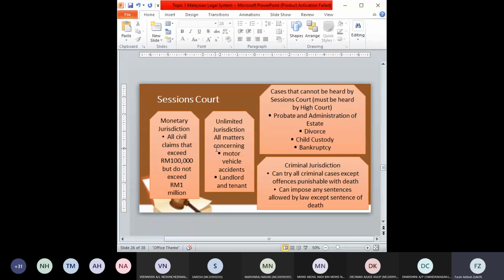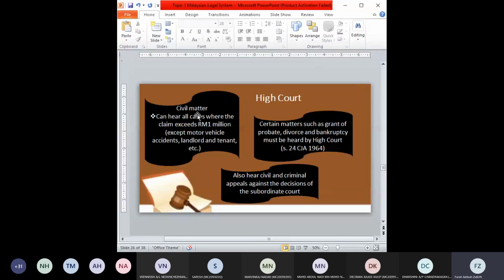So once you are a bankrupt, you will be under the jurisdiction of Jabatan Insolvency Malaysia. So your account will be frozen and you will be forced to pay a certain amount of money to settle all your debts. So bankruptcy cases also have to be heard by the High Court. Sessions Court doesn't have any power to hear any bankruptcy case. Similarly, winding up cases also have to be heard by the High Court. So that is the power of the Sessions Court.